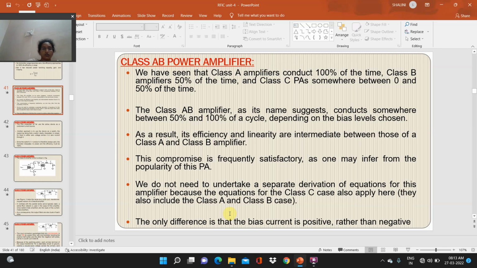We do not need to undertake a separate derivation of equations for this amplifier because the equations for the Class C case also apply here. They also include the Class A and Class B cases. The only difference is that the bias current is positive rather than negative.